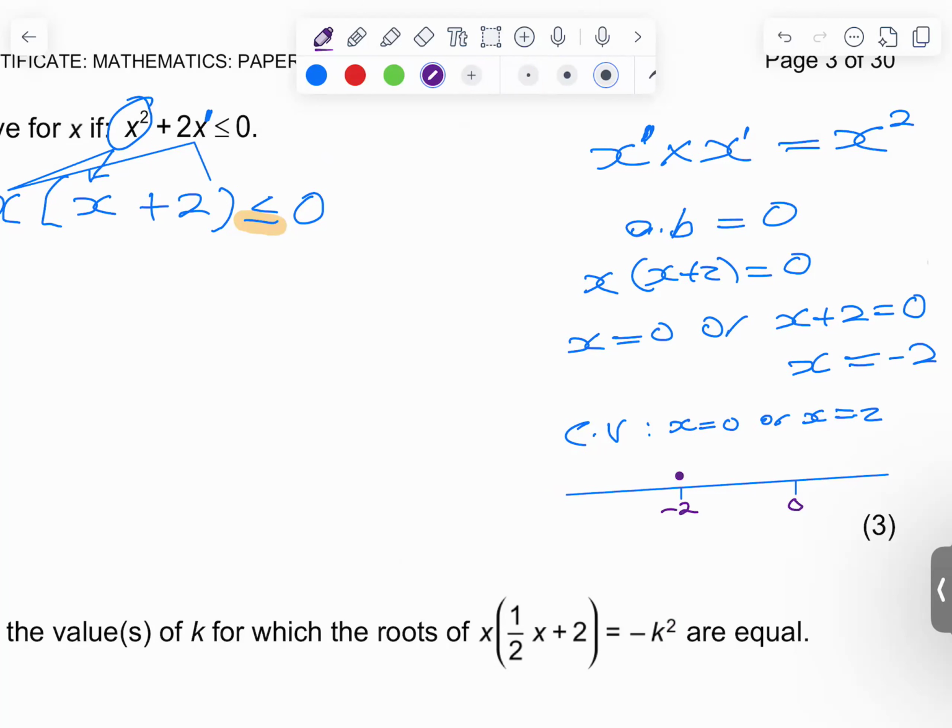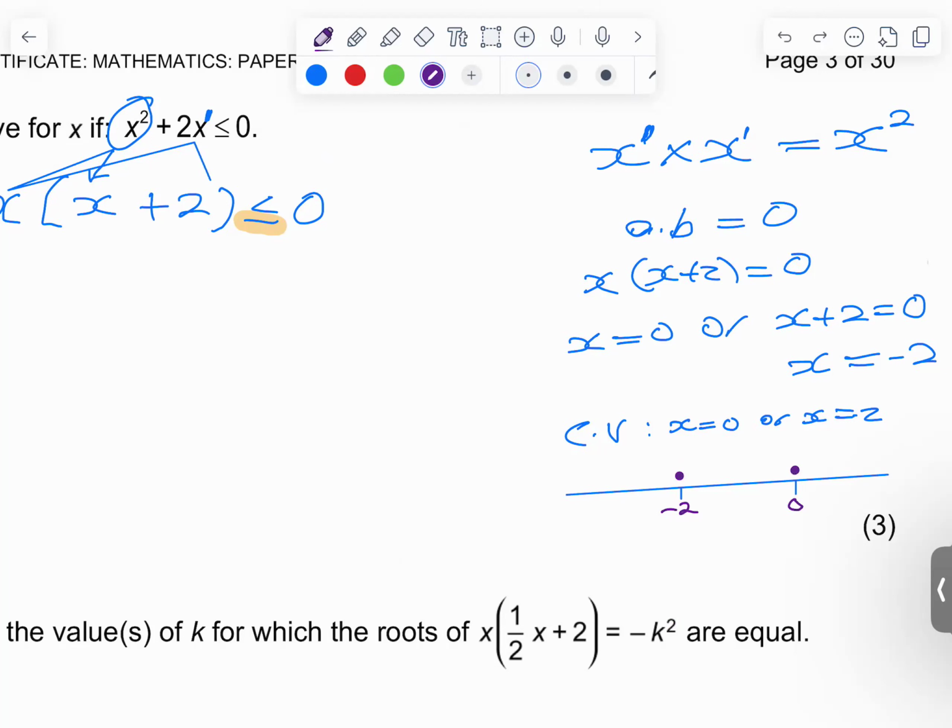So I'm going to put a shaded dot over there. If there was no equal sign, then your critical values were going to be open. But here I don't have to write them as open. It means that when you determine your solution, the critical value will be included.